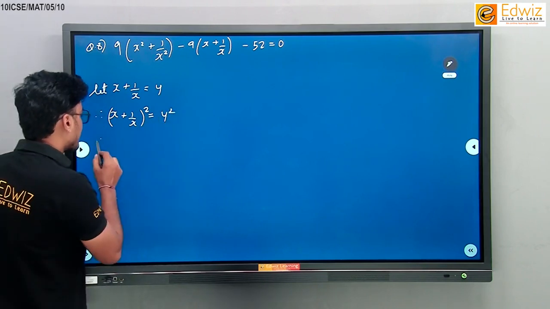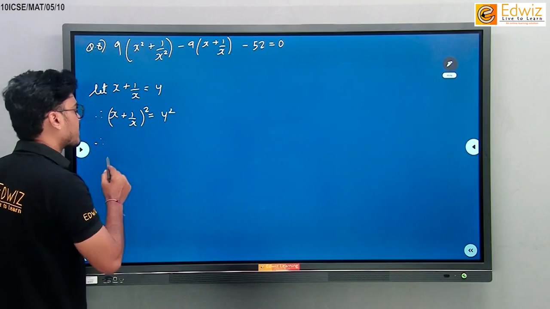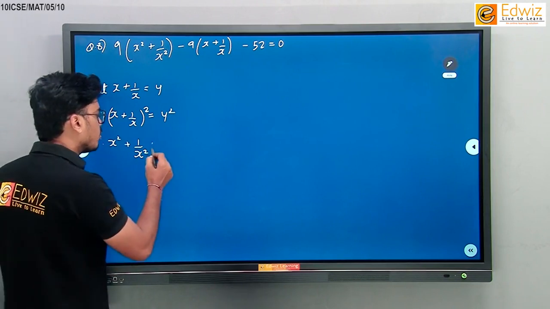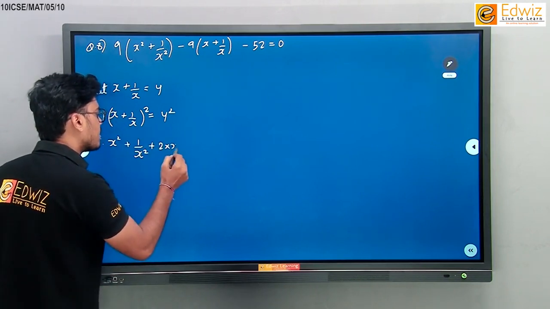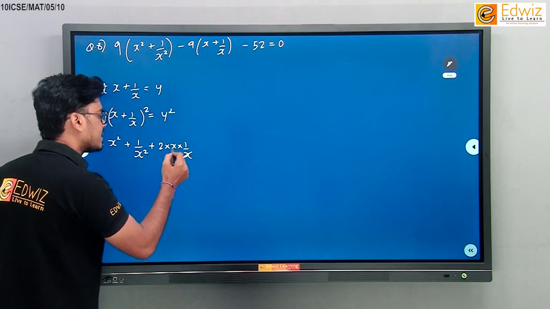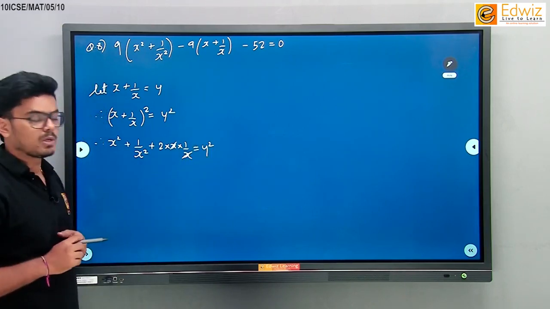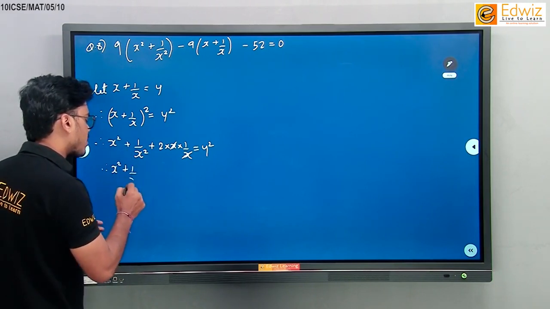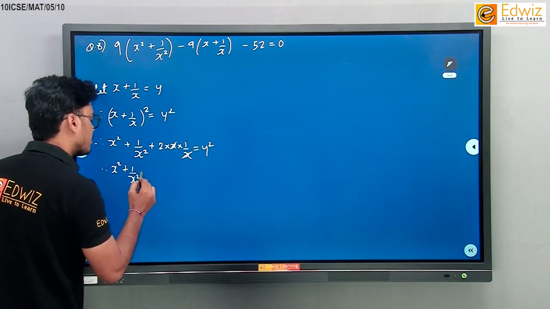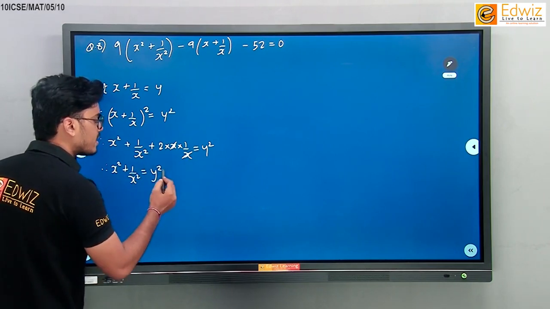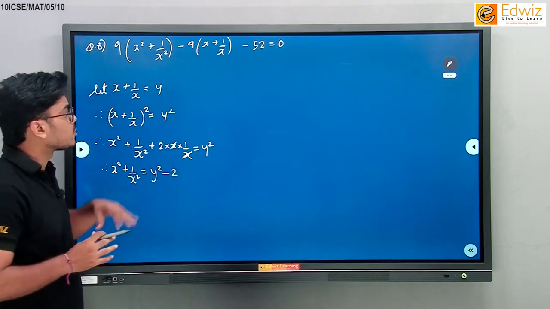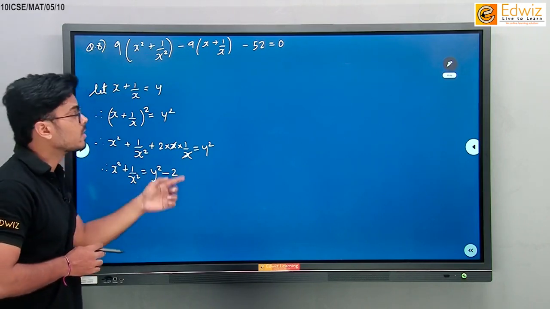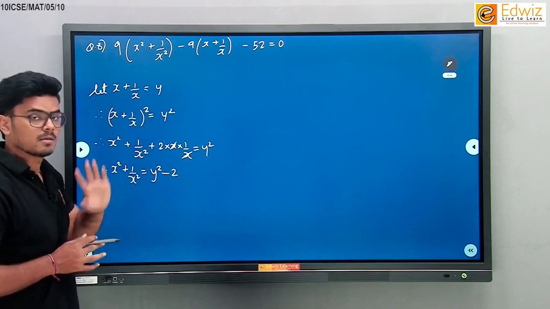This is (a plus b) the whole square. Let us expand it: a square plus b square plus 2ab, so 2 multiplied by x multiplied by 1 upon x. This is getting cancelled, equal to y square. So what is the value of x square plus 1 upon x square? It is y square minus 2. Now in the main equation, instead of x square plus 1 upon x square, I'll write y square minus 2, and instead of x plus 1 upon x, I'll write y.